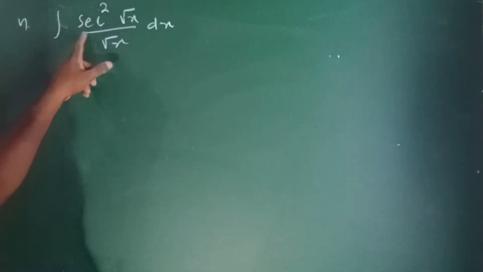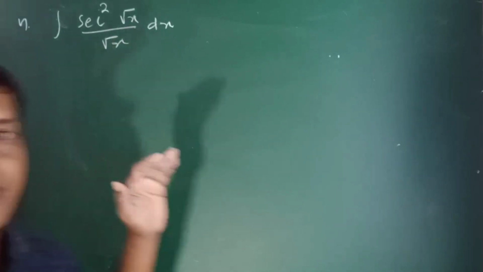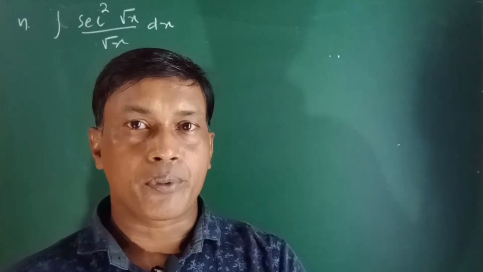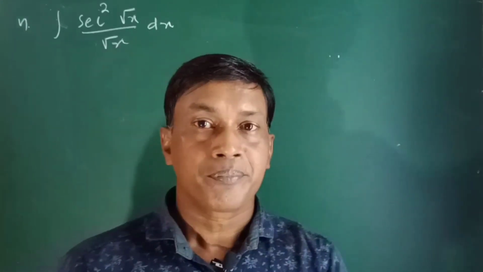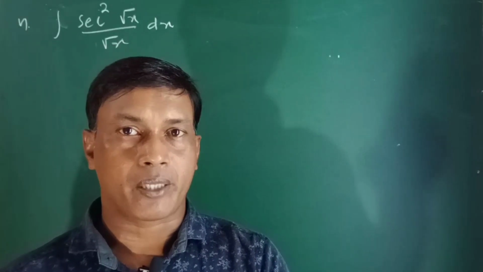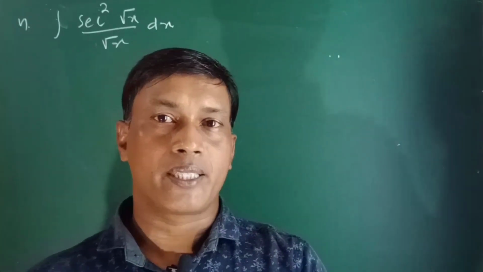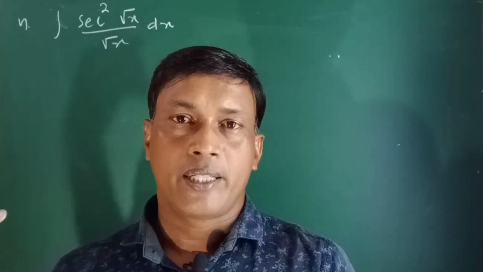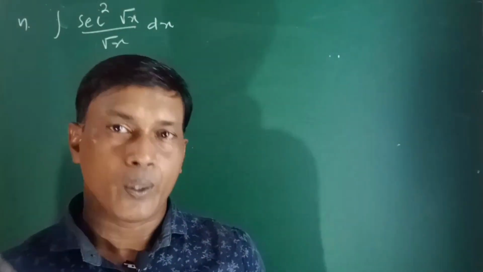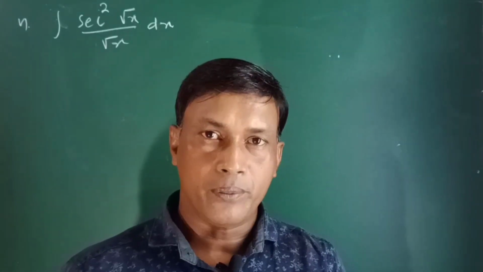Another function is here, sec square root x by root x dx. This is in the form of sec square x, but x is replaced by root x. So we have to substitute root x. But another thing is, if you want to substitute root x, then the derivative of root x must be given. But I have already said the derivative of root x is 1 by 2 root x. Here it is in the form of sec square x, but instead of x it is root x. So we have to substitute root x.